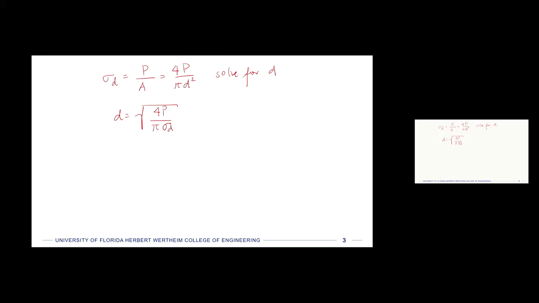Okay. So we plug in those things, and we get 4 times the load, which is 10,000, divided by pi times our design stress, which was 18,500 psi. And so we get a value of 0.84 inches. So that's reasonable, right?